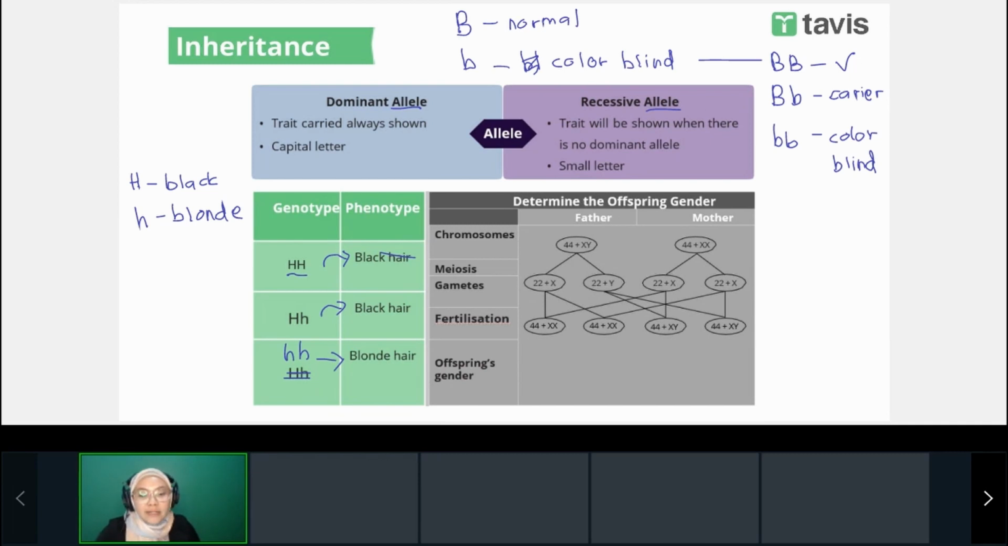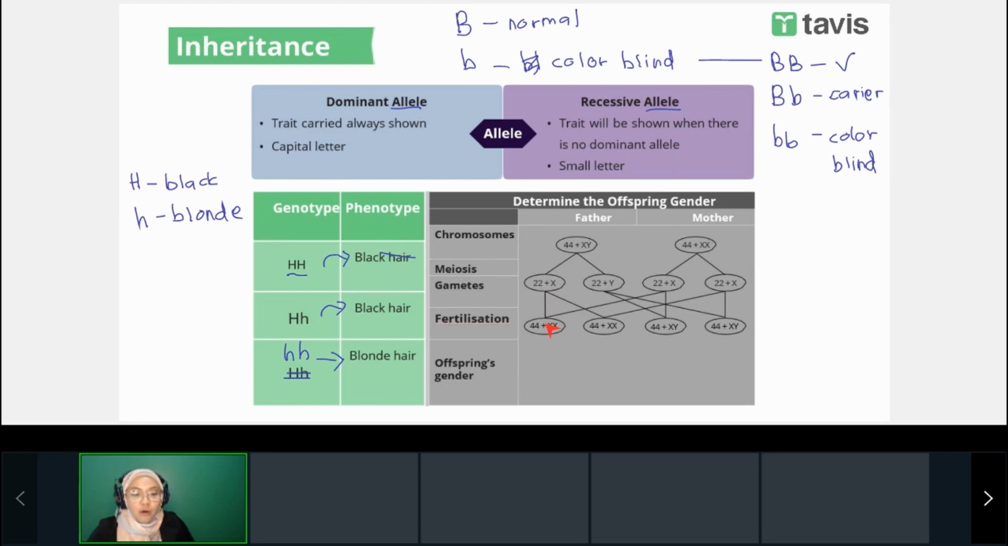Okay, how to determine the gender of the offspring? We have a father over here and a mother. A male will carry 44 plus XY. A human has 46 chromosomes, so this 44 is autosomal chromosomes, and these two are sex chromosomes. The mother carries 44 plus XX because it's a female, right? So it's divided by 2: 22 plus X, 22 plus Y from the father, and 22 plus X, 22 plus X from the mother.